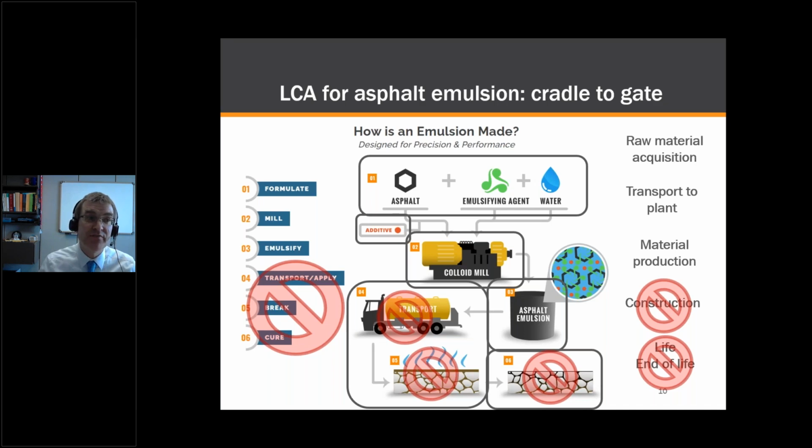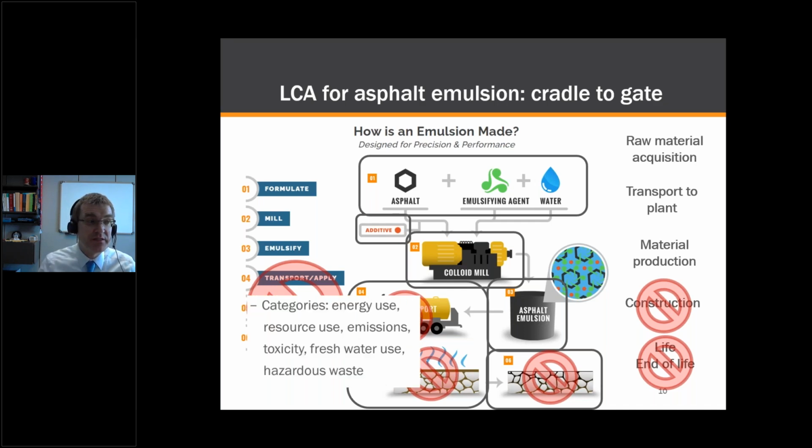So the LCA for asphalt emulsions and the corresponding EPD will only be a cradle to gate. It will only include the raw material acquisition, the transport to the plant, and then the material production itself. And remember, what we do with this is we look at the energy use, the resource use, and the emissions associated with all of these steps. We look at the toxicity, fresh water use, and any sort of hazardous waste generated with each one of these steps. So there's still a lot to do, but we're stopping at the gate of the asphalt emulsion manufacturing facility.